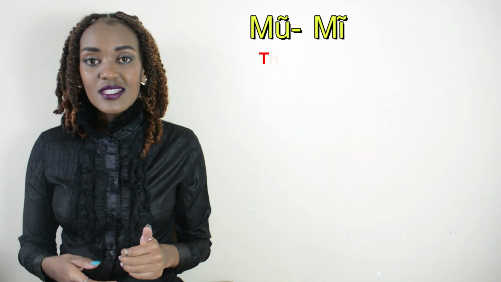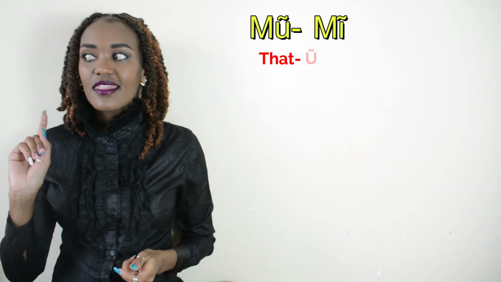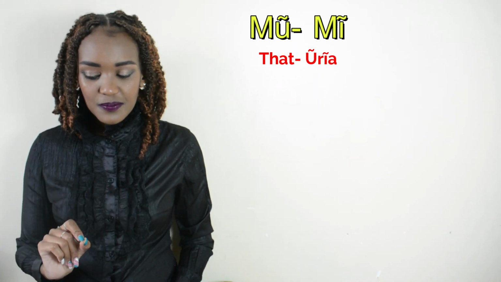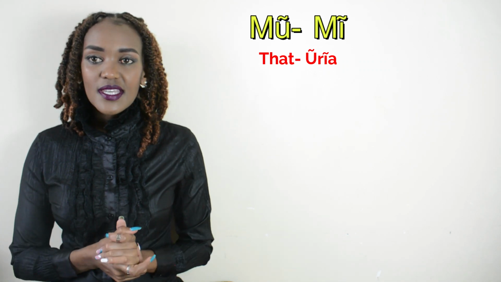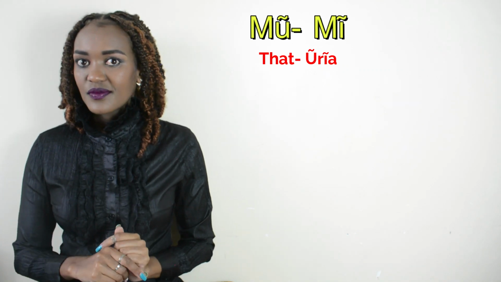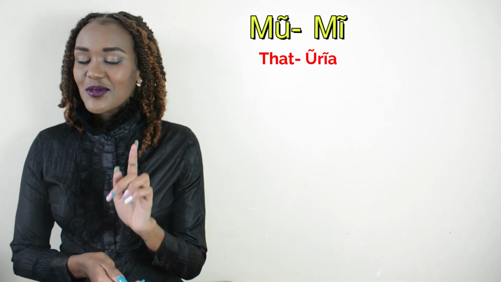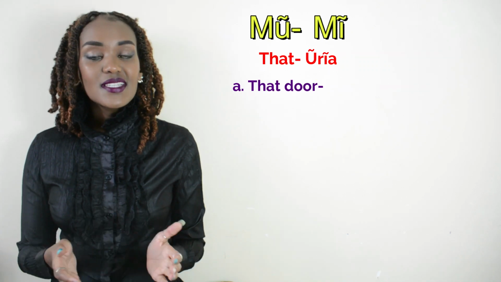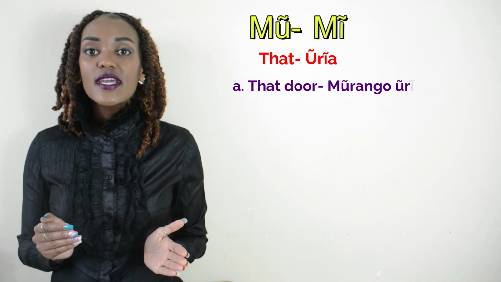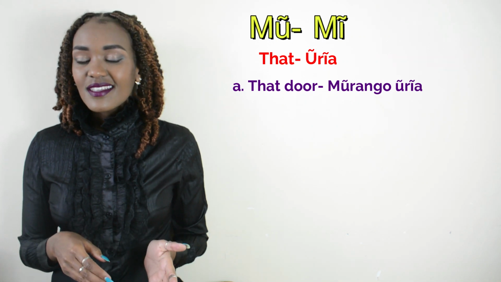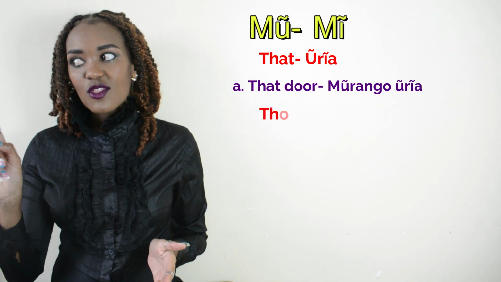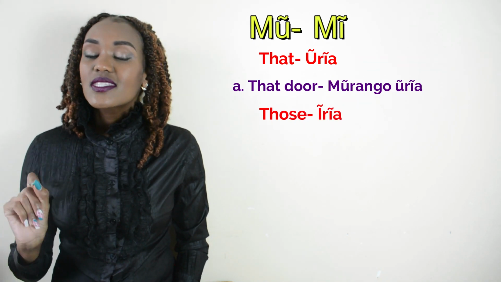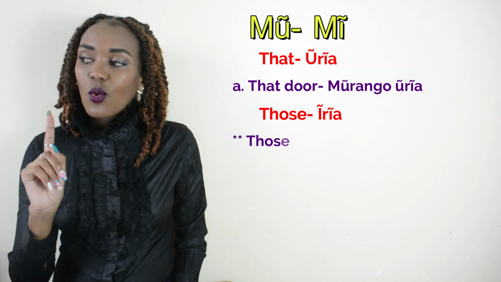So now the next thing we're going to look at is how to say that. For example, if we wanted to say that door, that is going to be oria, just like in the first class, and the plural is going to be area, those. So that door, we are going to say morago oria.